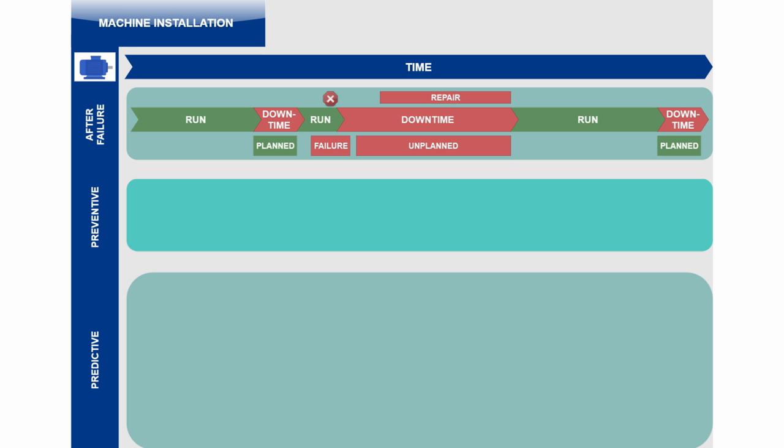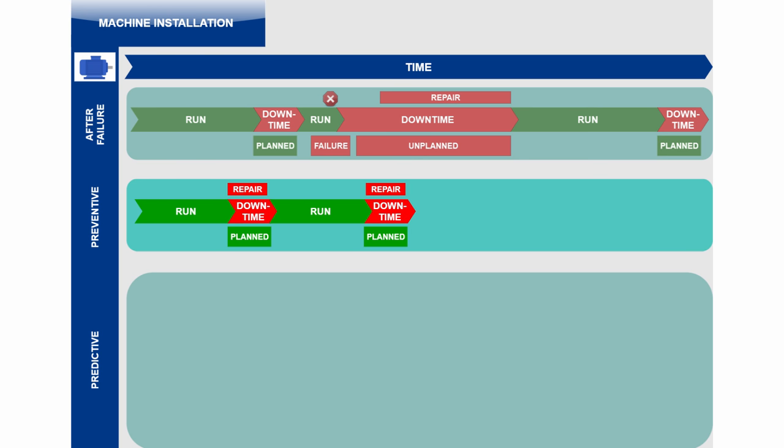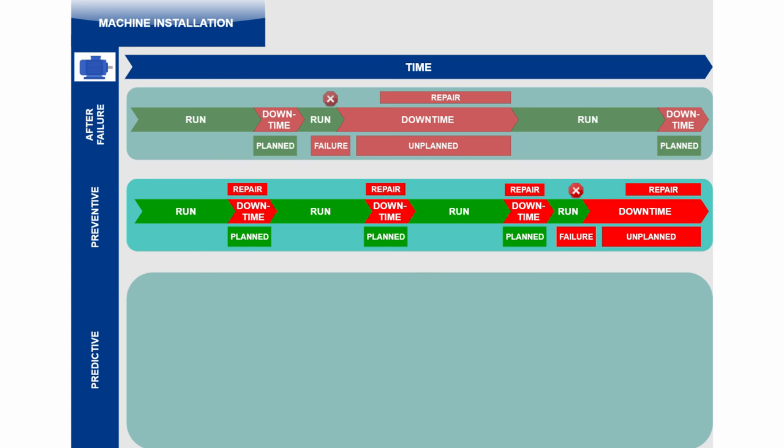Imagine the same machine as before. After installation, you have to stop and repair the machine in planned intervals, over and over. And then some failure occurs anyway. Find and fix the cause, repair the machine. So what is the best repair frequency for your machines? The answer to this question is predictive maintenance.